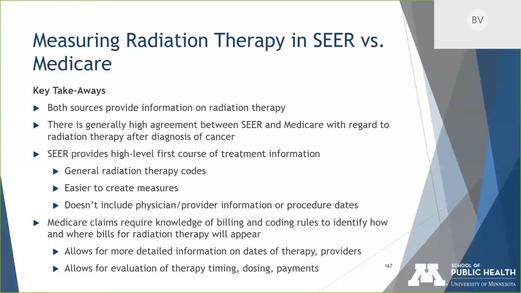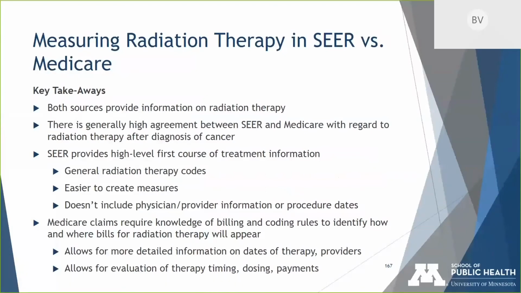So for radiation therapy, our key takeaway is that, again, as with surgery, both sources do provide information on radiation therapy. Overall, we see generally high agreement. They provide different types of information and different levels of information. SEER provides very general radiation codes, which again provides a much easier way to create measures, but depending on your research question, it may not be detailed enough to answer and doesn't include physician or provider information.